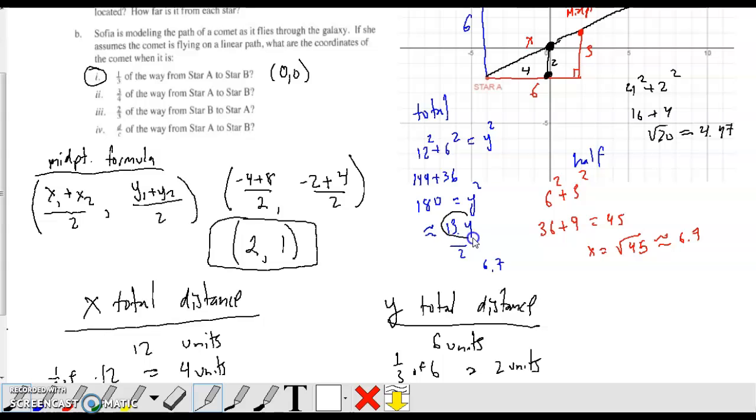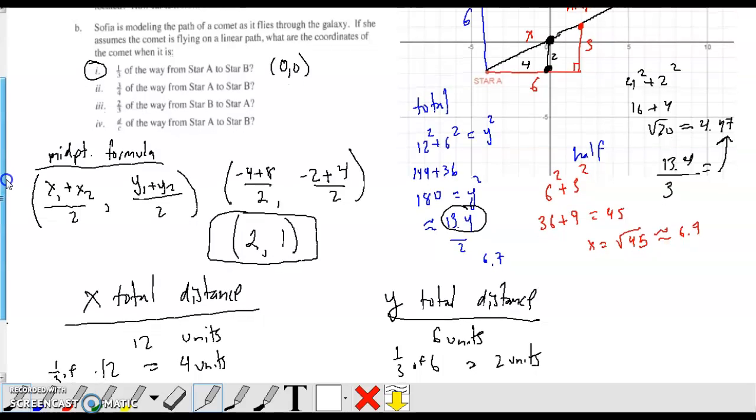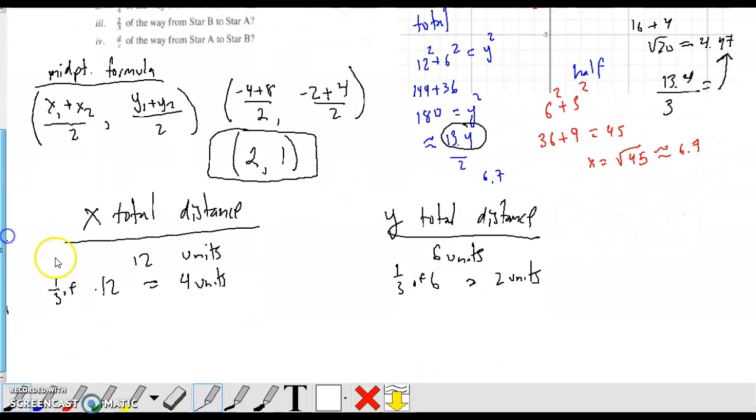So if I take the total distance, 13.4, and I want to divide it by 3 units, using a calculator, it will also give me 4.47. So I know that I'm on the right track. Okay. Part 2 is going to be a little bit harder to do that. So now that I've kind of figured out that this system works, let's jump into 3. So I want to know what is 3/4 of the way from star A.